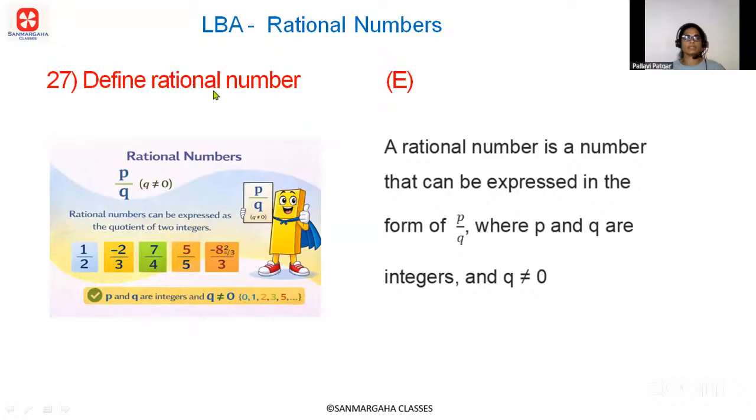Define a rational number. So here we define a rational number as a number that can be expressed in the form of p by q.